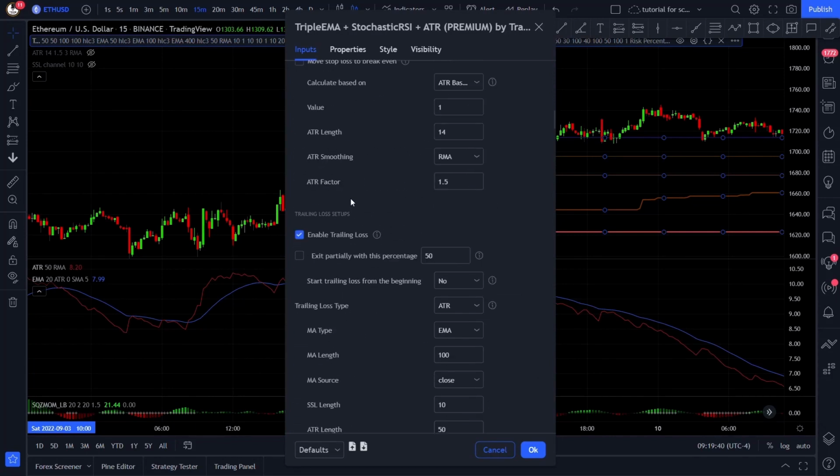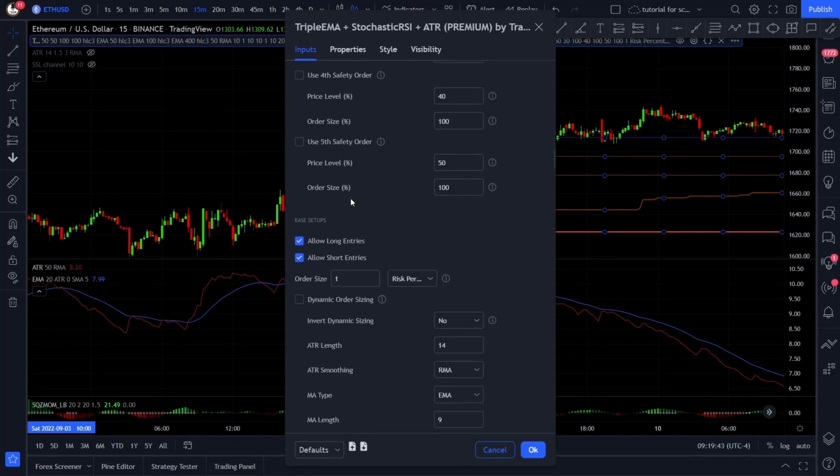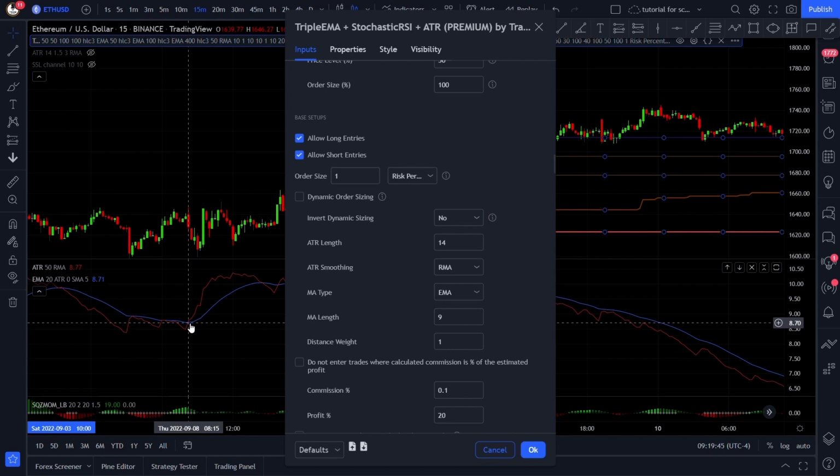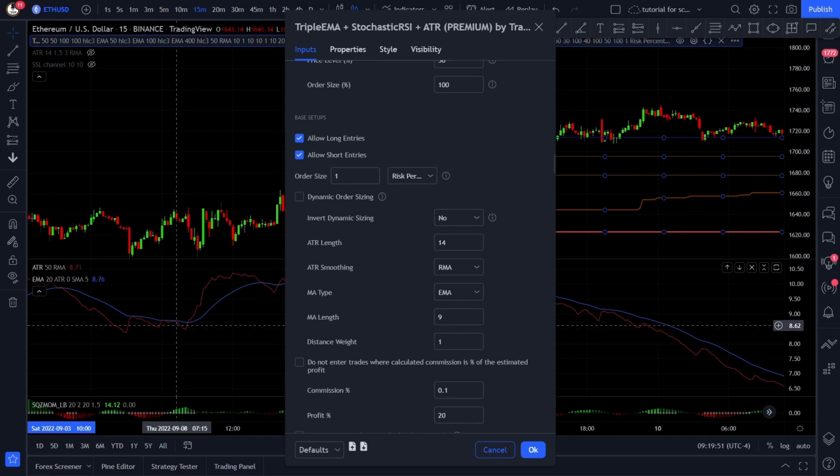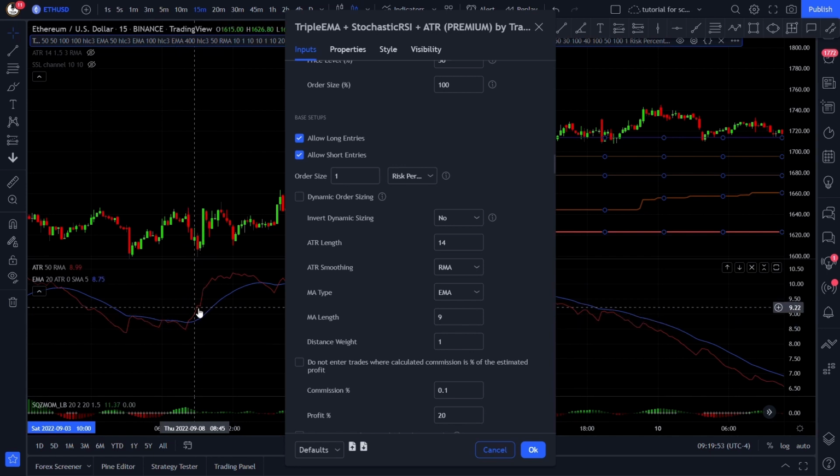The calculation is the following. The EMA level is the 0 level. The script will measure how far the ATR level is from this EMA in percentages. So for example, if the EMA is at a 1 level and the ATR is at a 1.2 level, it means that there is a 20% difference between the EMA and the ATR.